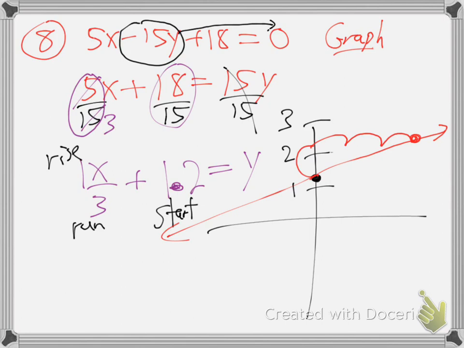Everybody see how we want a fraction by the x and one number here for our starting dot? And that's how we do that. So that one probably would have tripped up many people, huh?